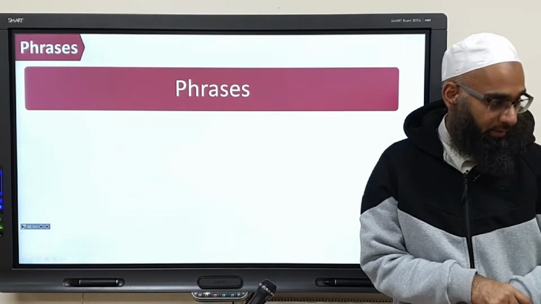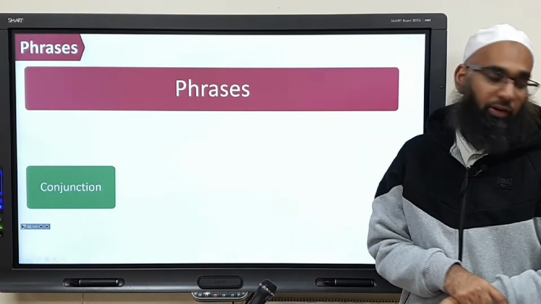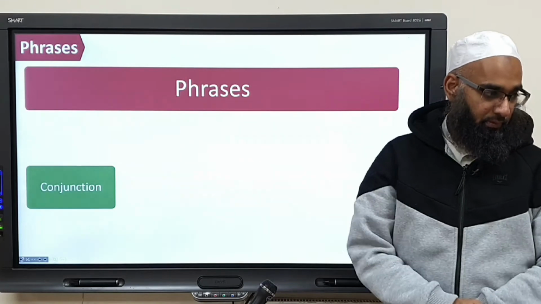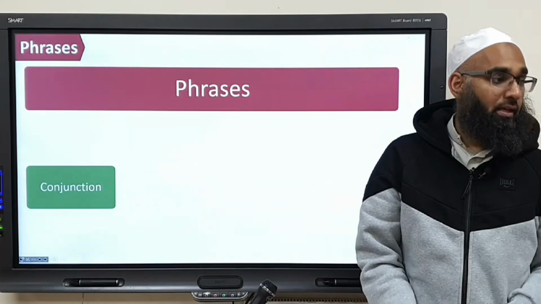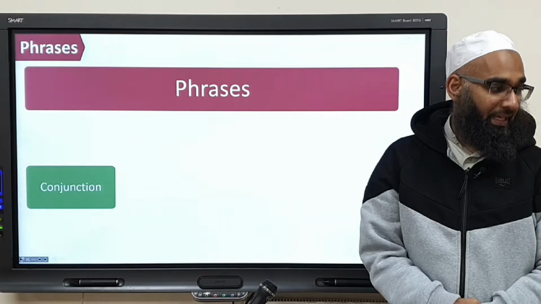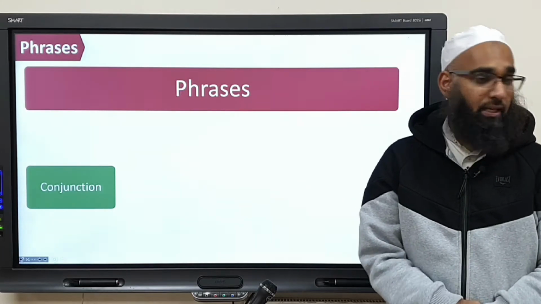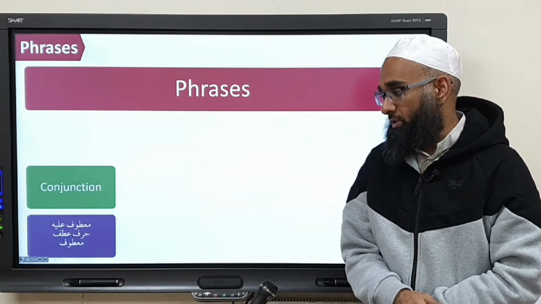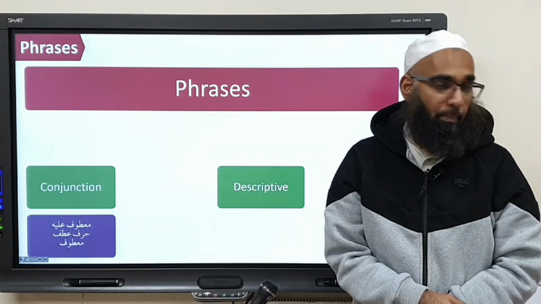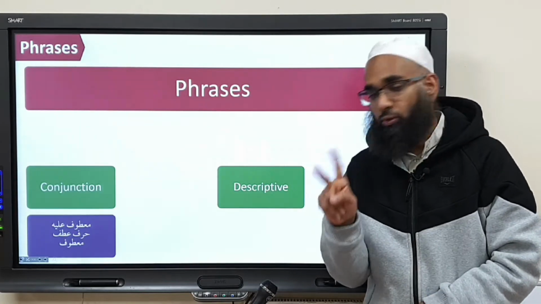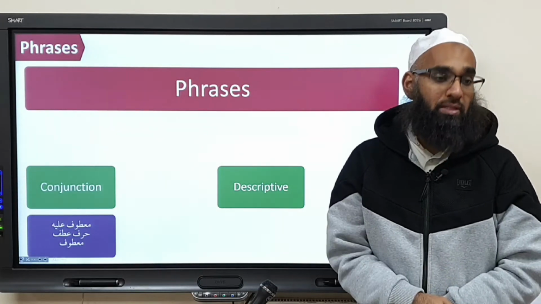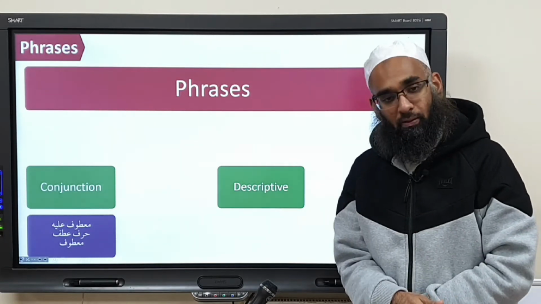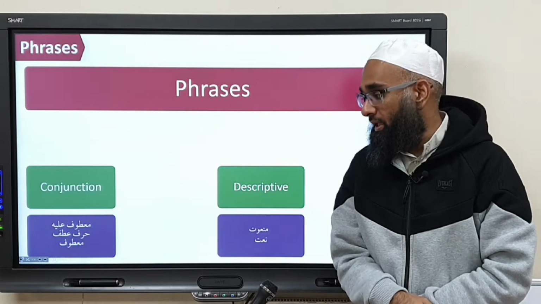The first phrase we done was the conjunction phrase, which was what? What do you call this in Arabic? What are the 2 parts of this? You have to know it on the tip of your tongue. Ma'tufun alayhi and harfu atf and ma'tuf. The second type of phrase we done was the descriptive phrase, which is known as man'ud and nat. The 2 parts are called man'ud and nat. The third type of phrase we done was the appositive phrase. What are the 2 words in Arabic called for that? Mubdalun minhu and the badal.